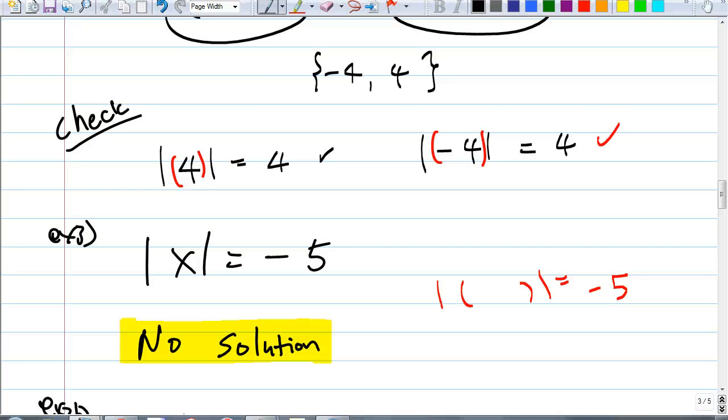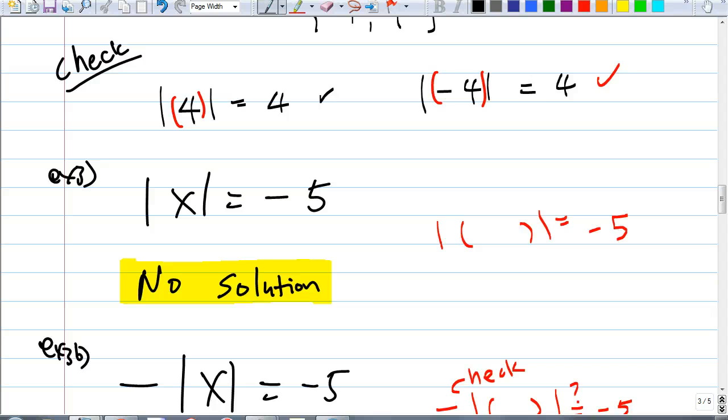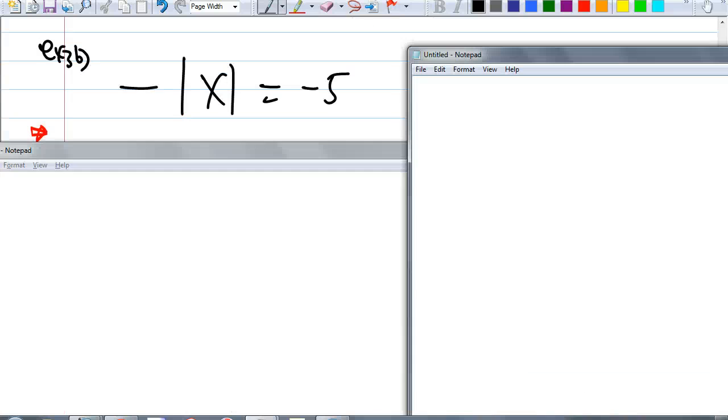I think you might like this one then. What if I did this? These two are two different problems. Okay, go ahead, everybody try. What if I have negative of absolute value of x equals -5? Then, does this work? Go ahead, everybody try. Talk with your group. I'll give you time.